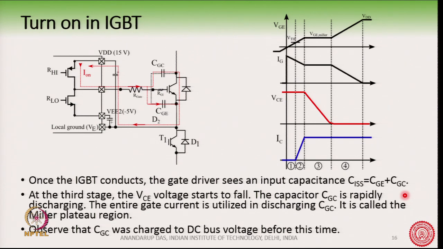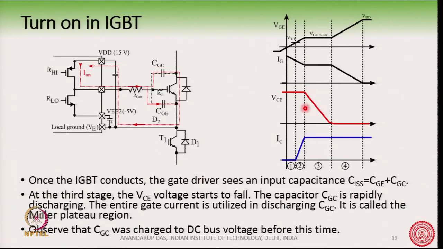Now comes a very important stage, the third stage, which is the stage at which the VCE voltage will start to fall. Okay. Now, the current has reached this limit, and the VCE voltage has started to fall. At this condition you see that this capacitor is basically discharging. Now, why is this capacitor discharging?